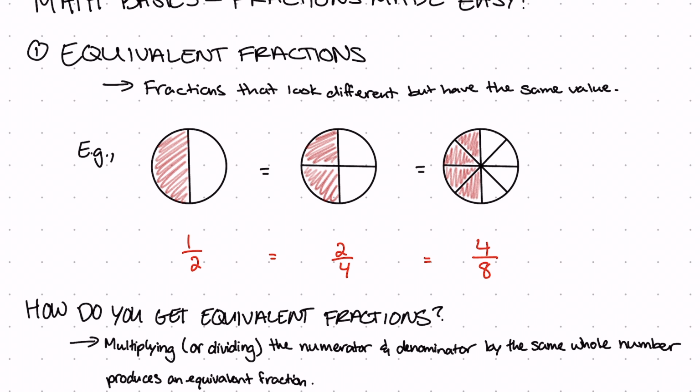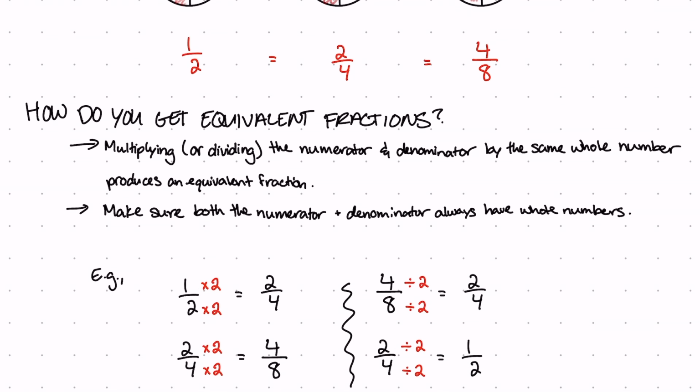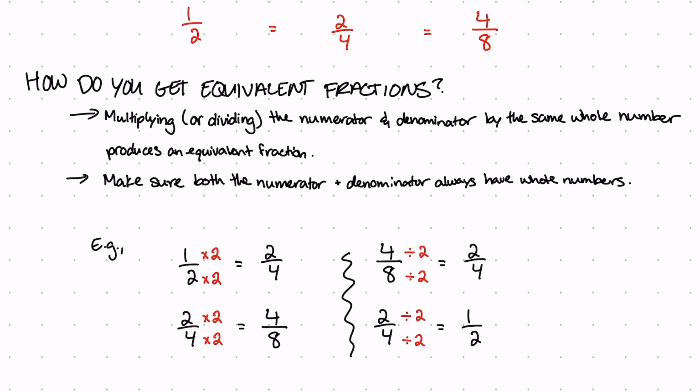So how do you get equivalent fractions? You can get an equivalent fraction by multiplying or dividing the numerator and denominator by the same whole number. And you need to make sure that both the numerator and the denominator always have whole numbers in them. So for example, 1/2, if you multiply both the numerator and denominator by 2, you can get 2/4. And if you multiply both the numerator and denominator by 2 again, you can get 4/8.